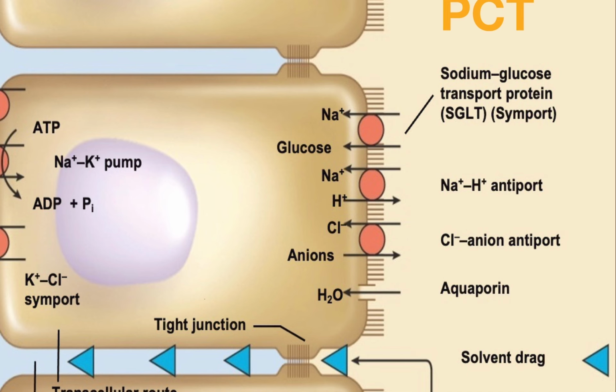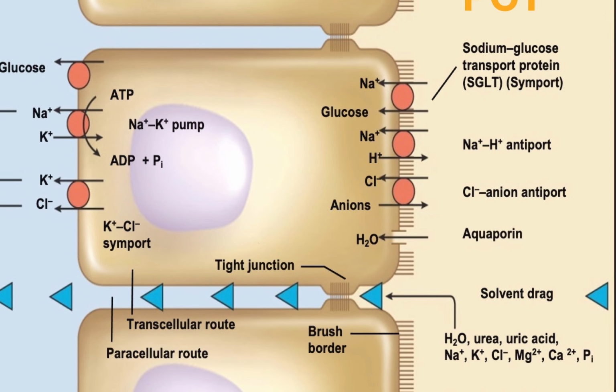At the same time, we also have something called aquaporins. Aquaporins are specialized water channels. Only water can cross through there. So water is going to leave the tubular fluid, the fluid that would be used for urination, and it's going to enter the cell. At the same time, and this, I promise, is the last part here.